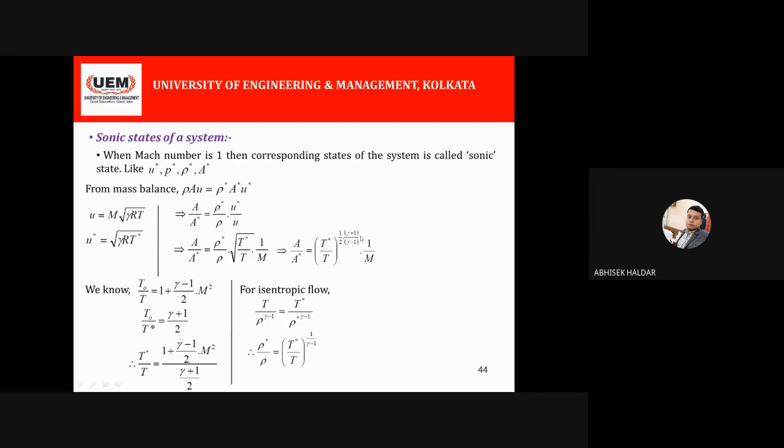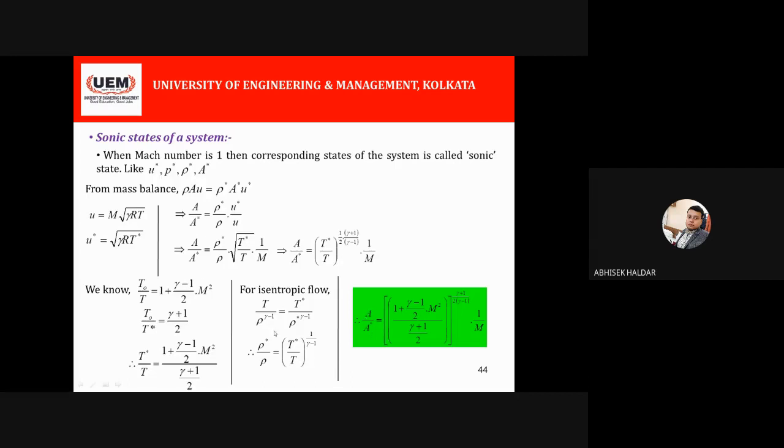Just sum up this power and you will get something like this, in the power half of gamma plus 1 by gamma minus 1, and 1 by M is as it is. Now you just replace this T star by T term over here and finally you will get this equation, to the power gamma plus 1 by 2 into gamma minus 1, into 1 by M. This is basically the relation for A by A star. If I know the Mach number, I can easily find it out. And if I know the throat area, or if some condition is given at any particular area, I can find out the throat area or vice versa.